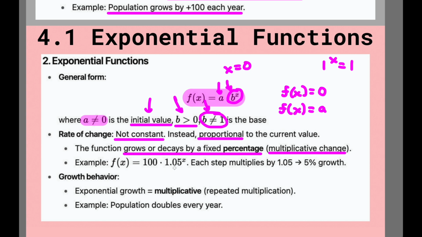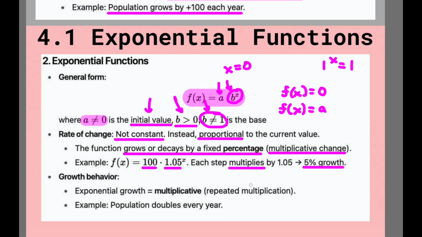For example, if the base was 1.05 and the initial value was 100, this b is 105%, which means a 5% growth each time. So it's like you're multiplying. It even says it right here: each step multiplies by 1.05. That's why it's an exponent. An exponent, whatever that number is, that's how many times you're multiplying it.